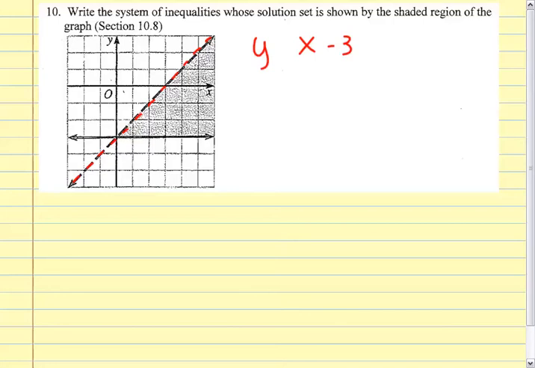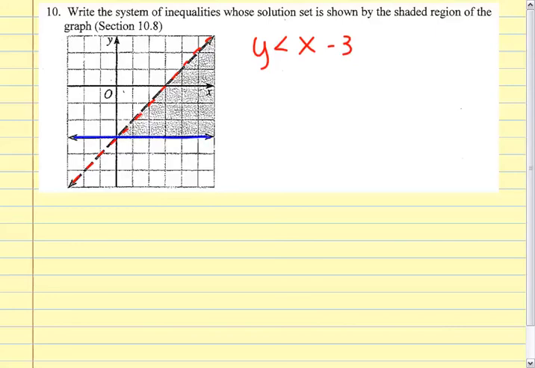Now the question is, is the shading below that line? Is it above that line? Can it be equal to? What do I need here? Do I need less than or equal to, greater than or equal to, less than, greater than? Just less than, not less than or equal to? How do I know that it's not equal to? Because it's the dotted line. Good. Now, let's give an equation for that line.